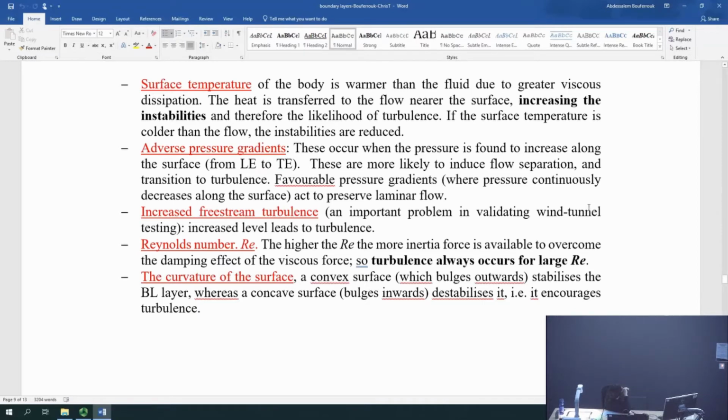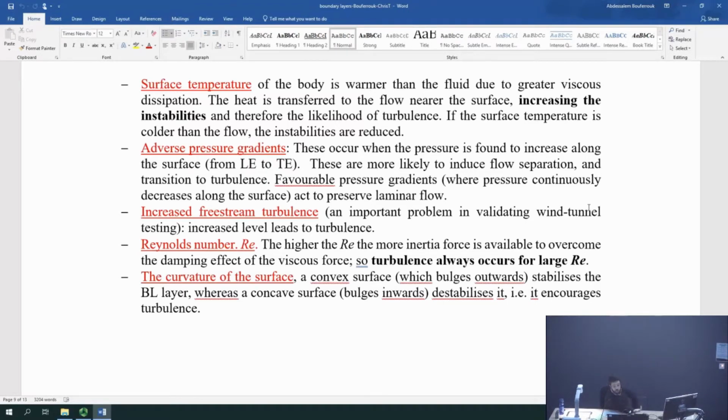These adverse pressure gradients can cause flow separation. That's actually one of the key reasons why the boundary layer separates, because the boundary layer tries to grow over the body surface, but because of pressure gradients pushing the opposite direction, at some point they push the boundary layer to separate. But also, they can cause transition to turbulence as well.